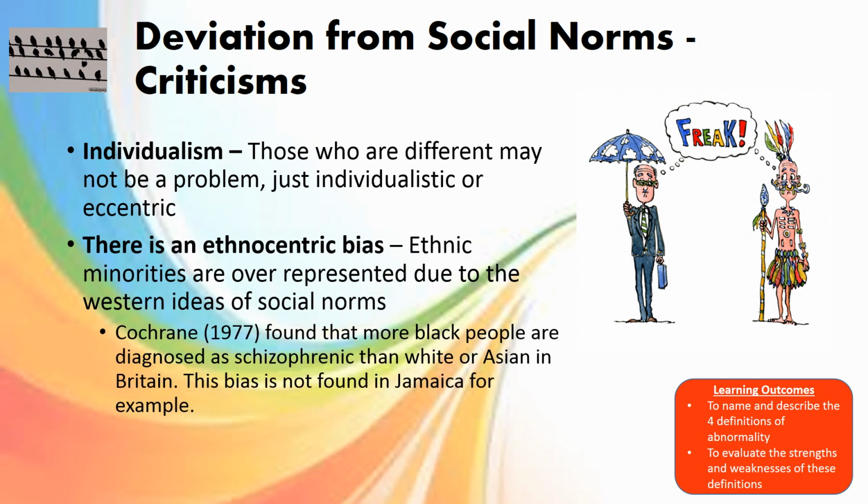And there might also be an ethnocentric bias, so ethnic minorities are overrepresented in mental health problems because of Western ideals of social norms. So for example, Cochrane 1977 found that more black people are diagnosed as schizophrenic than white or Asian in Britain, 7 times more likely, and obviously this bias is not found in Jamaica. So it kind of indicates that there might be an ethnocentric bias in that respect.